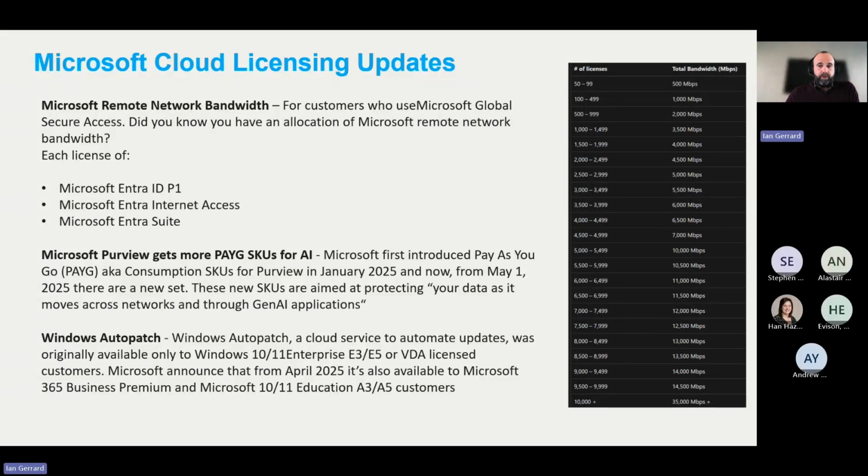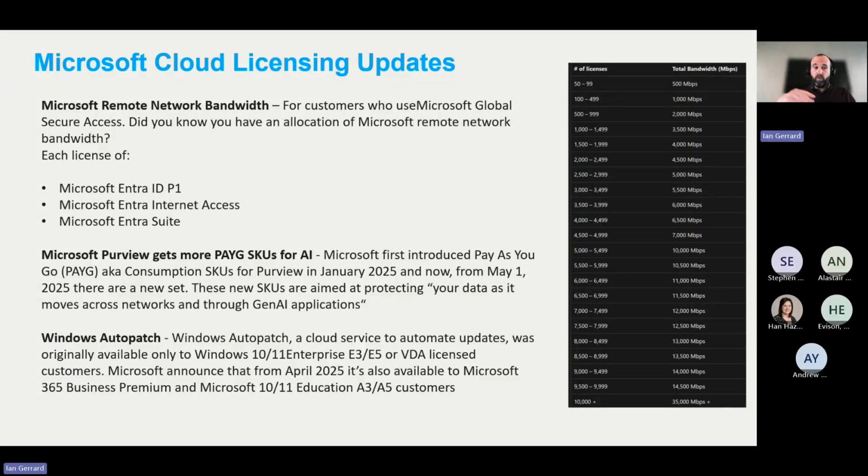Purview. So Microsoft Purview, we know, is a suite of products generally focused on data security, governance, and compliance for users. It was introduced a while ago, and it's paid for via Azure consumption, and there are all these different consumption SKUs. Some were added in January. What is important to know is that from May the 1st, which was a few days ago, there's a new set. So there are new SKUs coming through which are aimed at protecting your data.